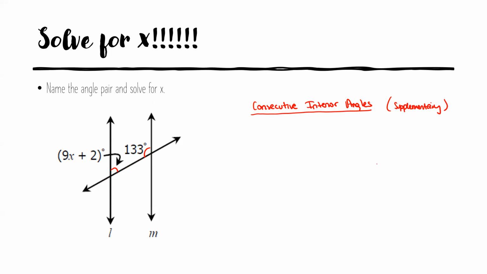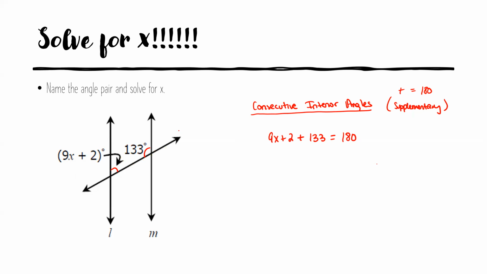And if you remember, supplementary means that they add up to 180 degrees. That when you add them, they should equal 180 degrees. That's what supplementary means. So that means that if I add these two angles, whatever they are, they should equal 180 degrees. So that means that 9x plus 2 plus my other angle, 133, they should equal 180 degrees. And I know that for sure because I know that if my lines are parallel, consecutive interior angles are supplementary. So whatever the measurement of this angle is, plus the measurement of this angle should equal 180 degrees.